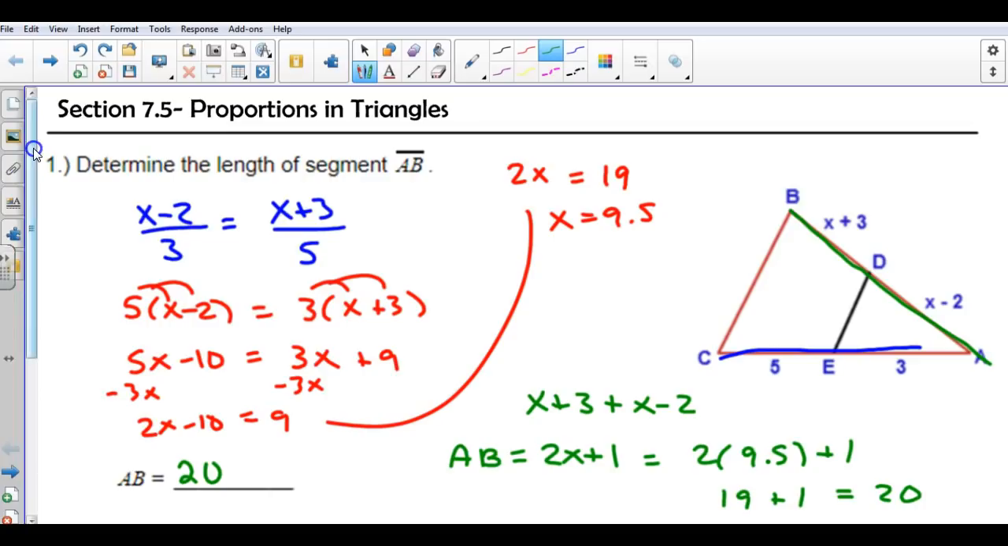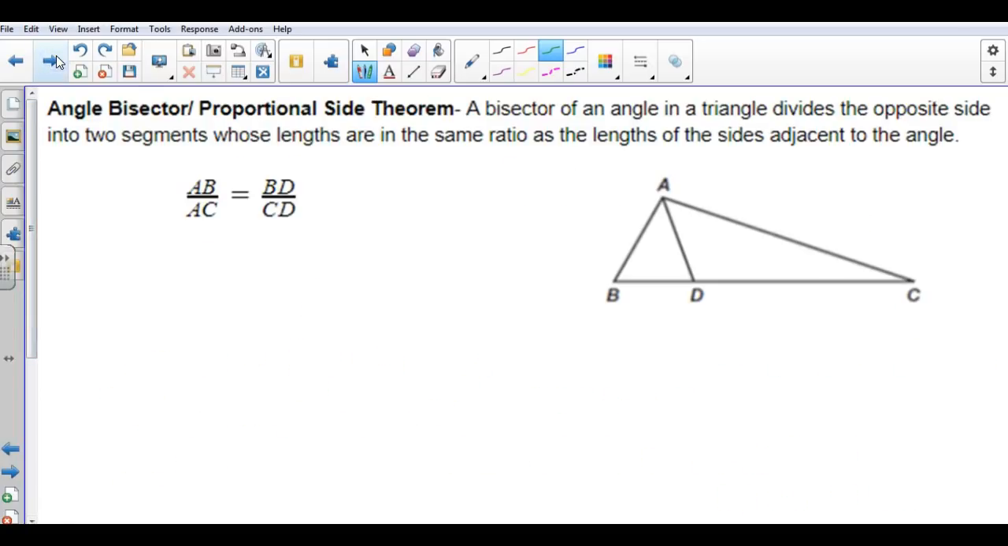So now we're going to go on to this theorem. So the angle bisector proportional side theorem, which says that we are going to cut angle A into 2 equal pieces. So if I cut A into 2 equal pieces, we would call the side AD an angle bisector. So it divides this angle into 2 equal pieces, and it creates this proportion where AB, which I'm just going to call x, over AC, which I'm going to call y, so I have an x over y, is equal to BD, which I'm just going to call w, and DC, or CD, which is z. So I'm going to write it like this.